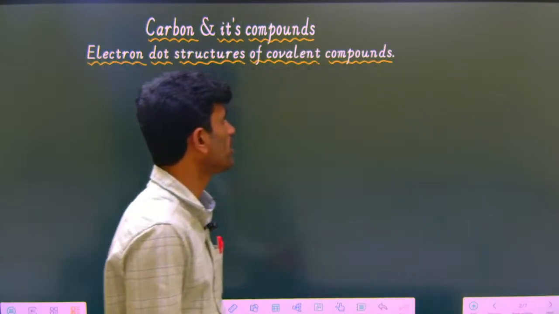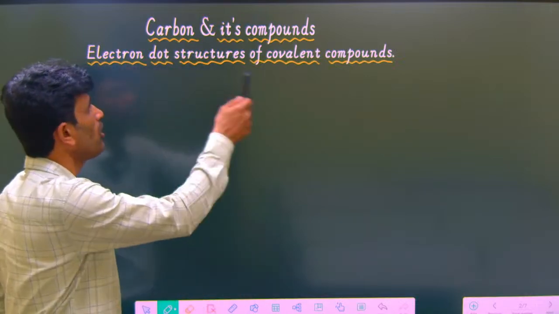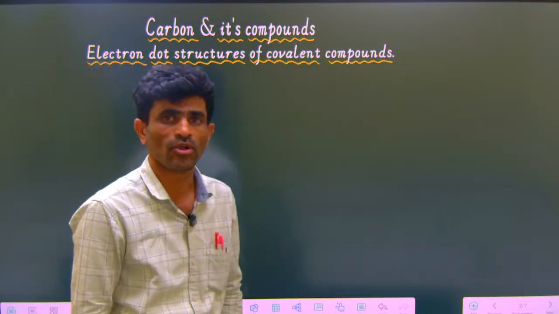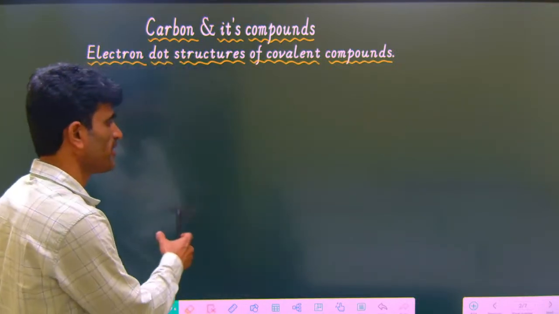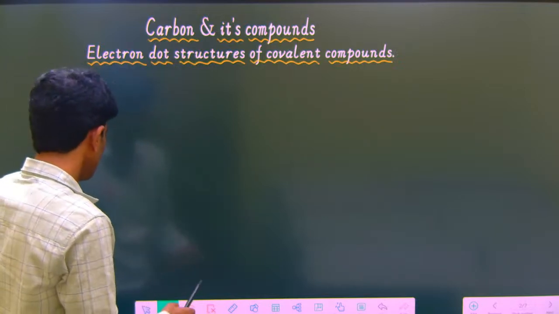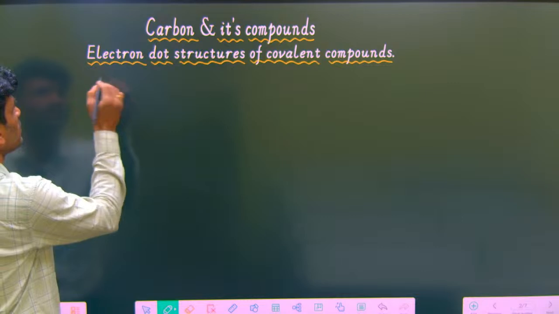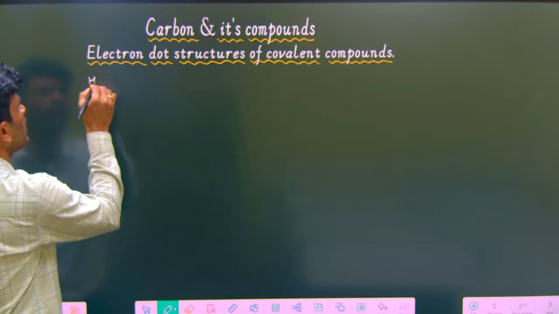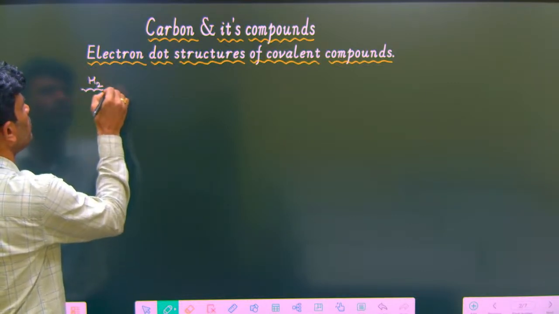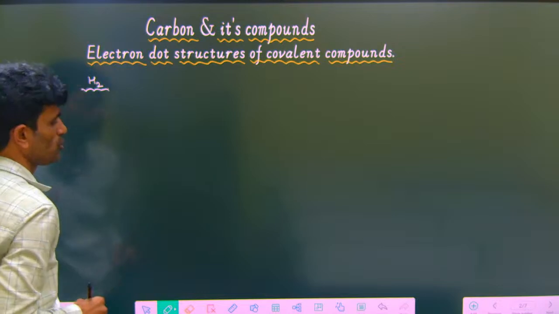The next important topic in carbon and its compounds is how to draw electron dot structures of covalent compounds. I told you some examples of covalent compounds just now. Now we are going to discuss how to draw the electron dot structure. Let us see how H2 will form. Electron dot structure of H2.